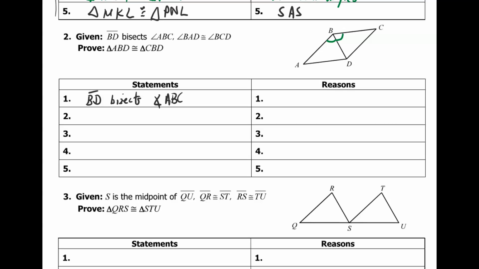So what follows from this, by the way, this is true because it was given. Put that back in black. So what follows from that is more important than the statement itself, and that is that angle ABD is congruent to angle CBD. And so that's not given, that's the definition of bisect, the definition of angle bisector.